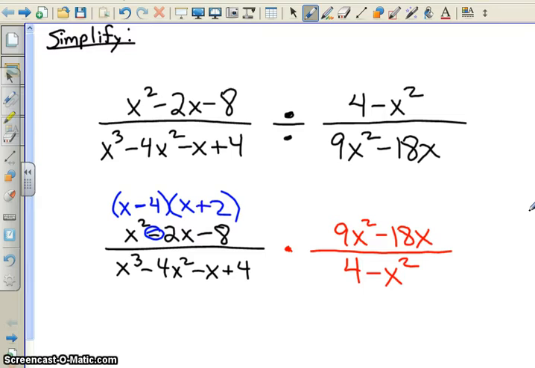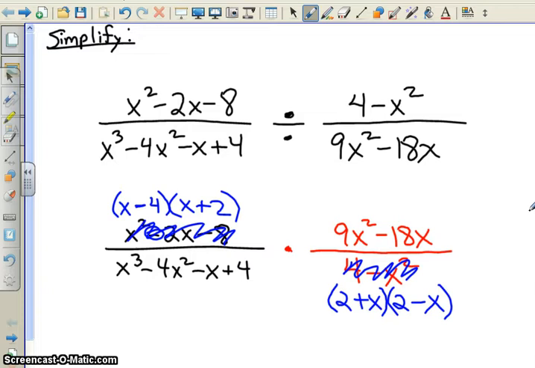The other part of this that can be unfoiled is the denominator of the last fraction. This is the difference of perfect squares here. 2 times 2 will give us 4. x times x will give us x squared. And a plus and a minus will cancel the outers and the inners. So halfway factored out. Now let's go to the numerator of that second fraction.